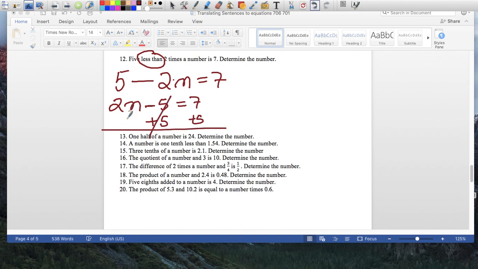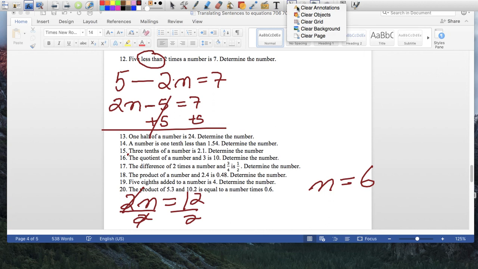These 2 go bye-bye, and 2n comes down. Let me write 2n. And 7 plus 5 is 12. Divide by 2, divide by 2. These 2n become 1, and I have n. And 12 divided by 2 is 6. So my other number is 6. And that's it. Very short one today.